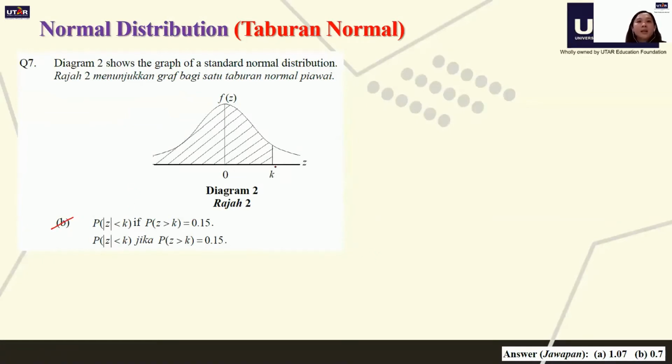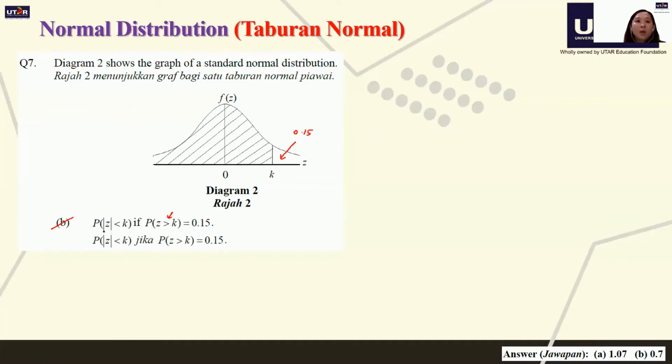Okay, same graph you applied, but here they tell you that more than K. So remember just now it's lesser. Now they say more than. More than K is 0.15, means this part given here is 0.15, okay? But you remember the graph should be symmetric for both sides. The graph is actually symmetric for both sides.